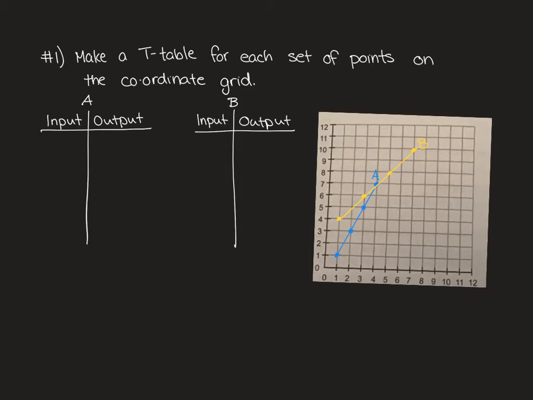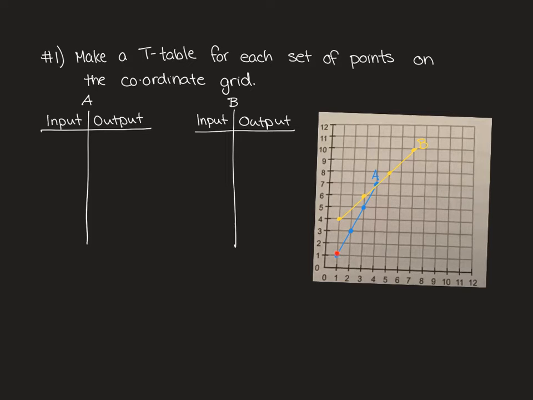For question 1, you will be given several graphs on the same grid paper, and you'll be asked to make a t-table for each set of points. So I'm just going to do 2, whereas you will have 3. So you have to look at what they're labeled. This one is labeled A and this one is labeled B. So we're going to start with A.